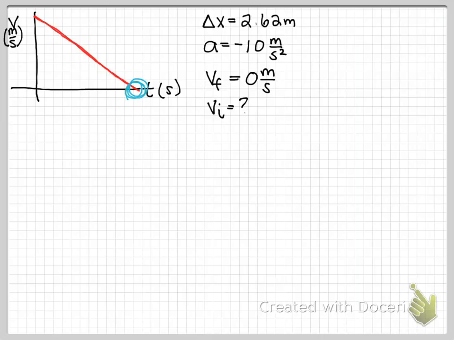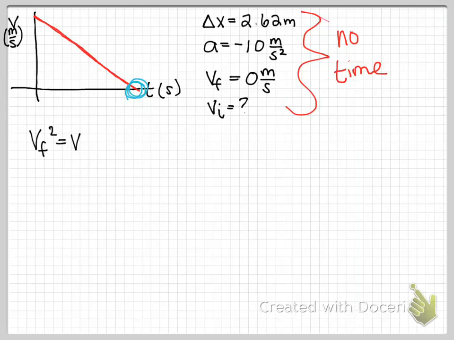Now, looking at my variables, it's clear to me that there's something that's lacking here, which is that there is no time in my knowns. So that's a pretty good hint that I'm going to want to use our time-free equation, and that would be v final squared equals v initial squared plus 2a delta x. This equation doesn't have time in it. I know what final velocity is, I know what acceleration is, I know what displacement is. The only thing I don't know is initial, so one unknown means a solvable equation. So let's get down to it.